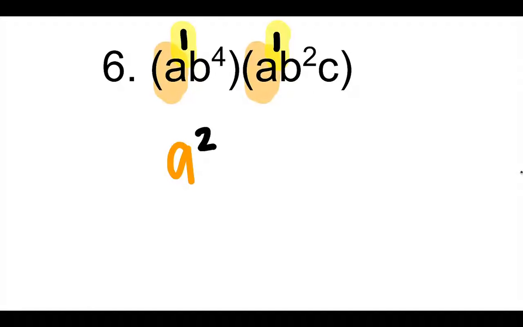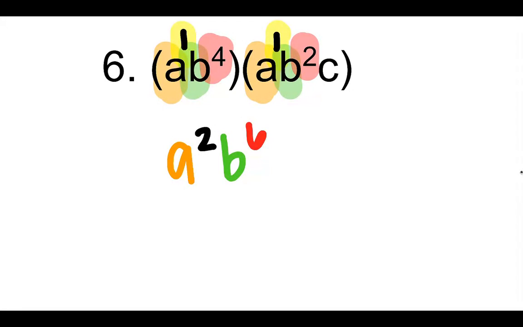Then I'm moving on to b. So b is the base. That's the big number, or big letter in this case. I look at the exponents. I've got a 4 and a 2. I'm adding those two together. So 4 plus 2 is 6.